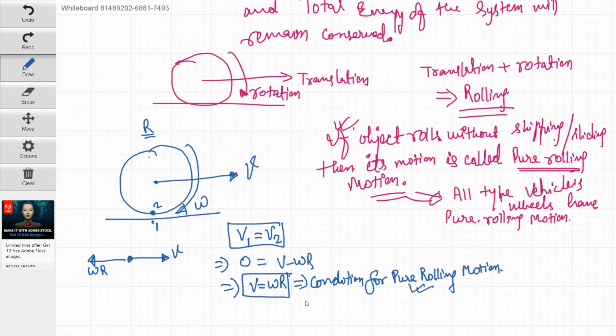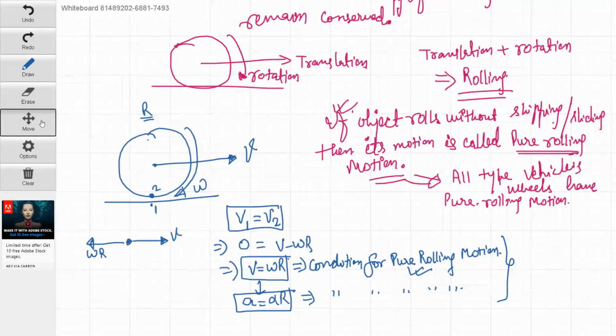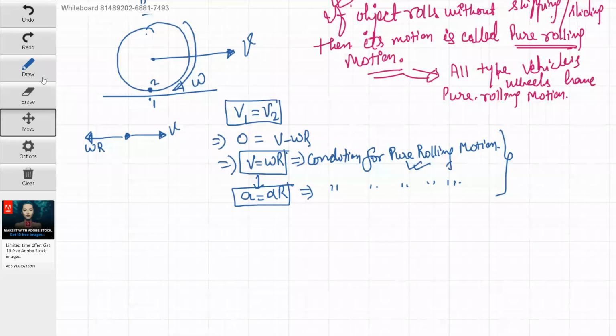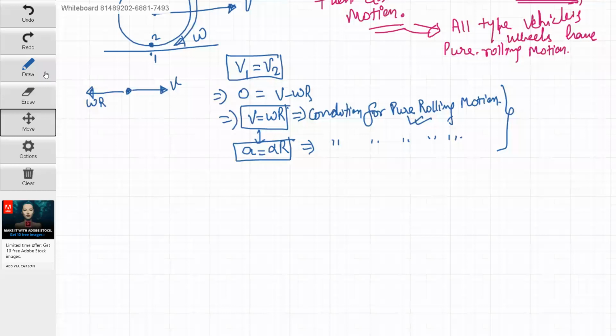Is this all right? Now, if you differentiate it, acceleration will be equal to alpha r. This is also the condition for pure rolling motion. Hope you understand. V is equal to omega r, acceleration is equal to alpha r. These are the conditions for pure rolling motion. In that situation, the friction would be static, and we can conserve the momentum and we can conserve the energy.